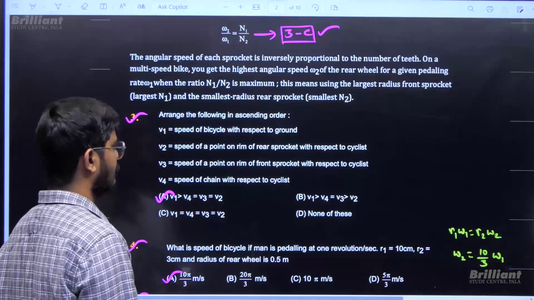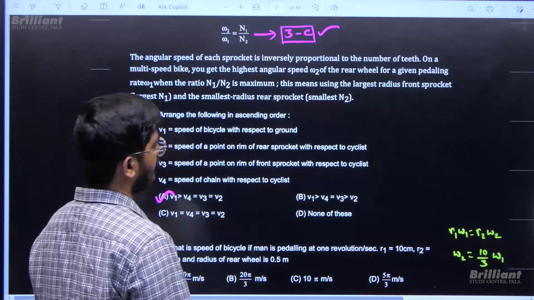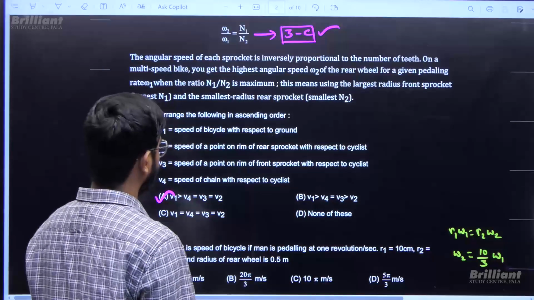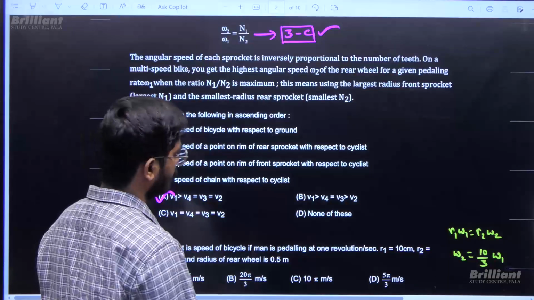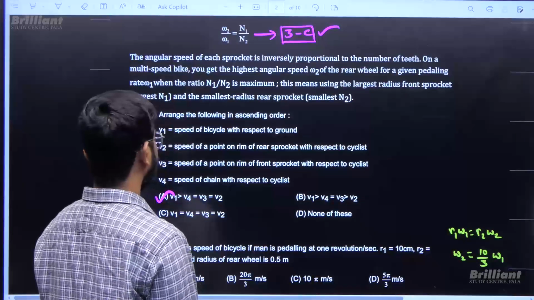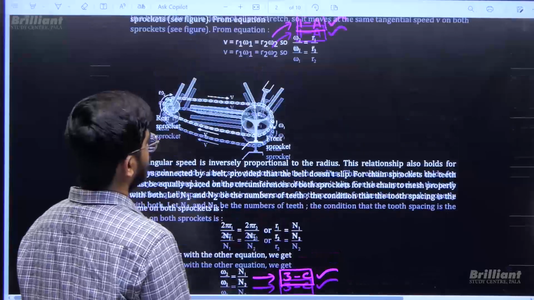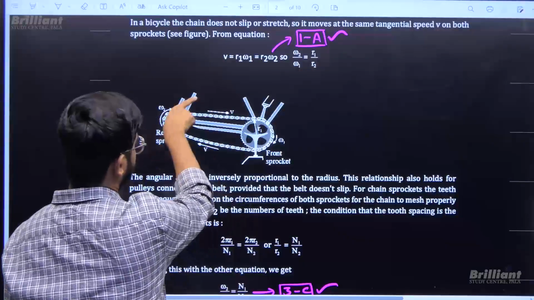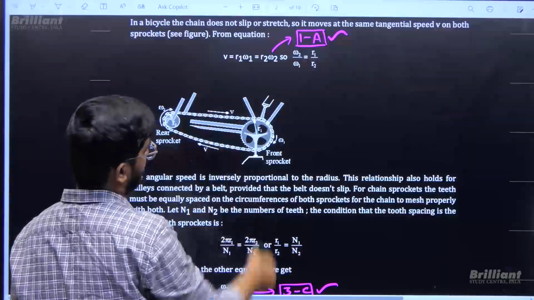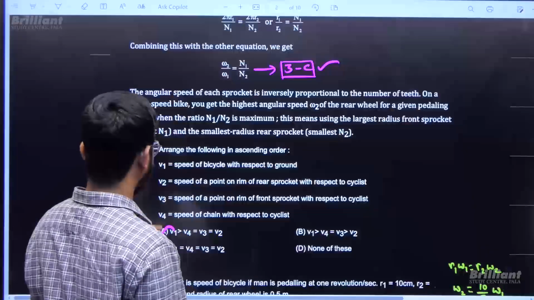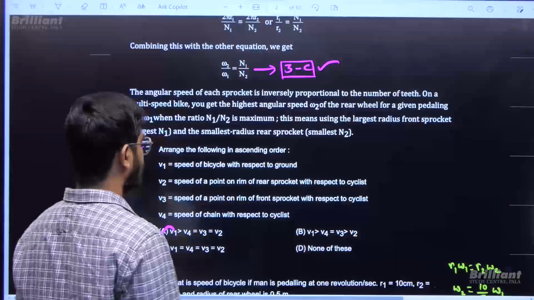Anyway, going to the question: arrange the following in ascending order: speed of the bicycle with respect to ground, speed of the point on the rim of the rear sprocket with respect to the cycle, speed of the point on the rim of the front sprocket with respect to the cyclist, and speed of the chain with respect to the cyclist. Now, the speed of these points and the chain, everything will be the same.